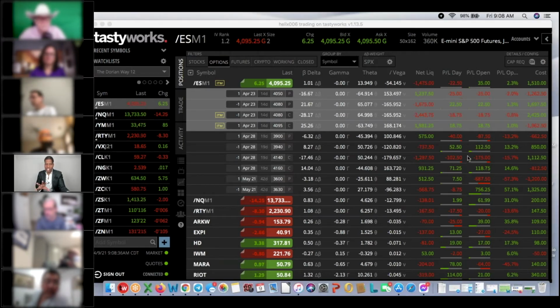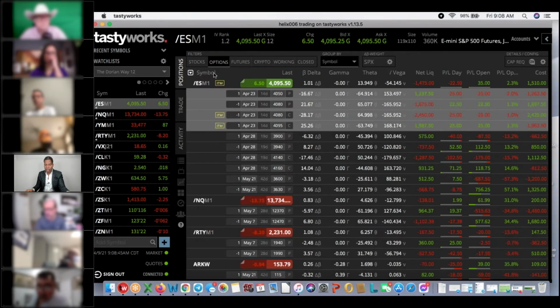Okay, this trade here, I would give this maybe another 7 days tops, and then roll it out because it's pretty tight.